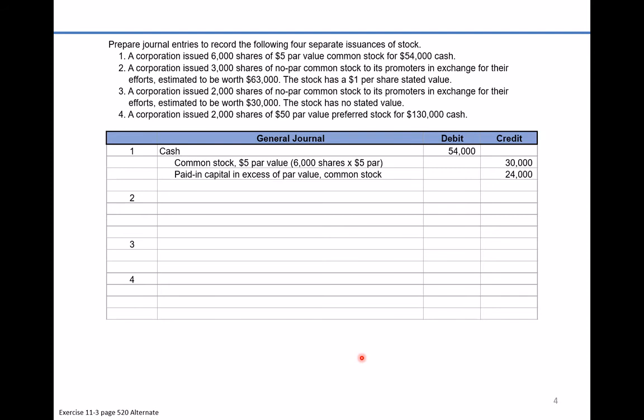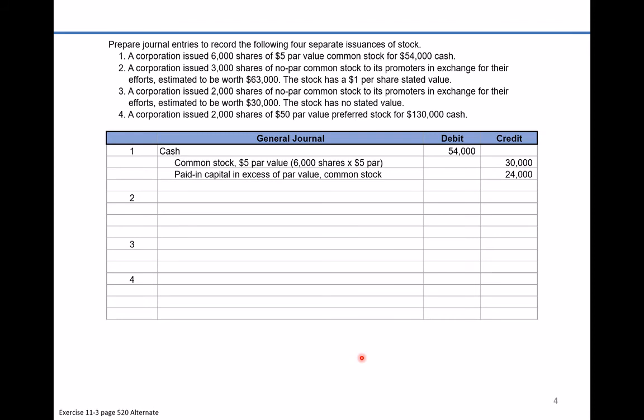In the second example, a corporation issued 3,000 shares of no par common stock to its promoters in exchange for their efforts, estimated to be worth $63,000. The stock has a $1 per share stated value. Well, often startup companies and other companies might issue shares of stock to companies that do work for them in lieu of actually paying for those services. This is such an example.